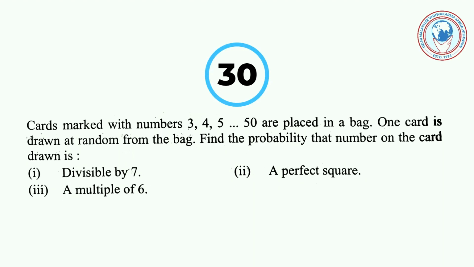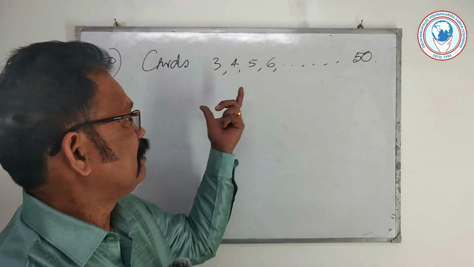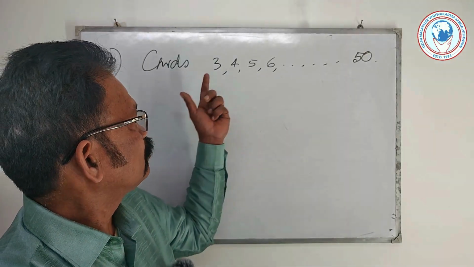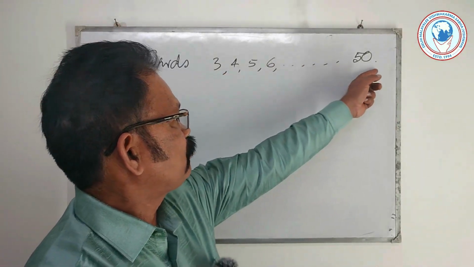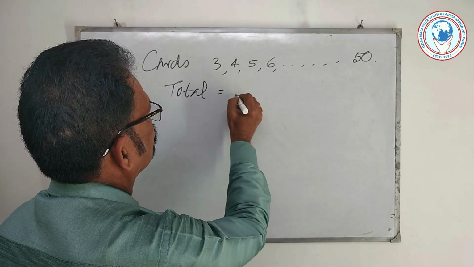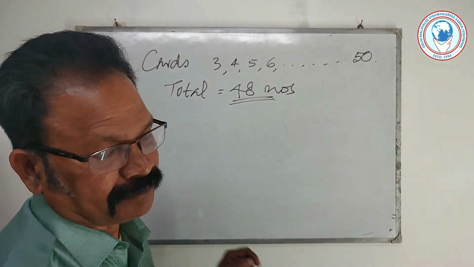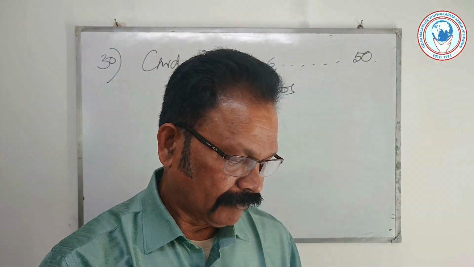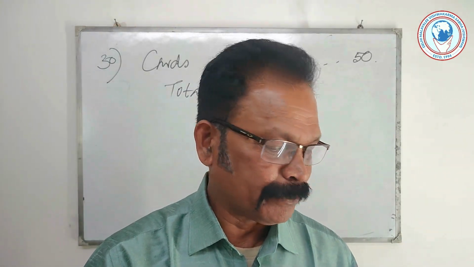The question is, cards marked with the numbers 3, 4, 5, etc. up to 50. So these are the numbers written on the cards. Therefore, starting from 3 up to 50, total 48 numbers are there. Now one card is taken randomly and we find its probability.